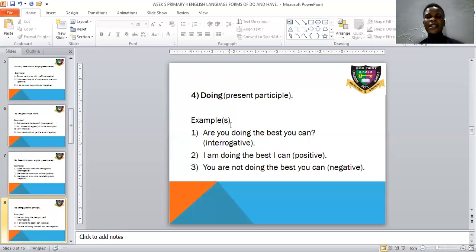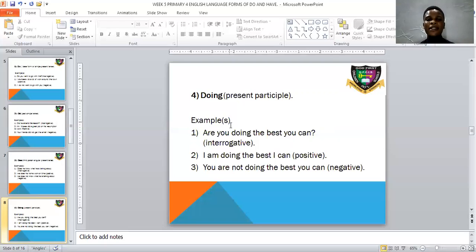Now, the second one says, I am doing the best I can. This reply is only for those of you who are preparing for the exam. It is not meant for those of you that have been playing all this while. If you know you have been studying your notes, then you can tell me, I am doing the best I can. Is that understood? That is a positive sentence.